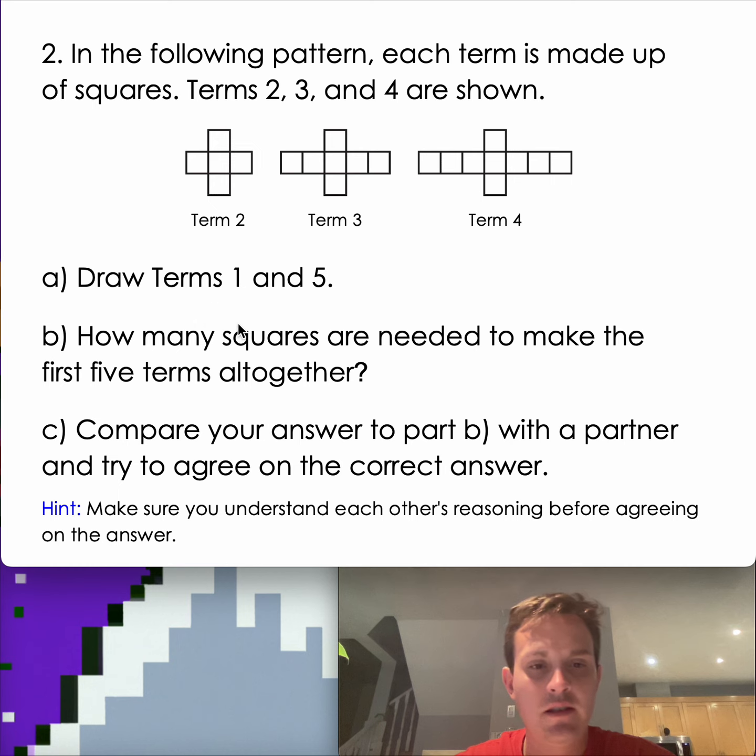Okay, so for B, there'll be 3 squares plus 5 plus 7 plus 9 plus 11, which is going to be 25. And you can compare that answer with your classmates.